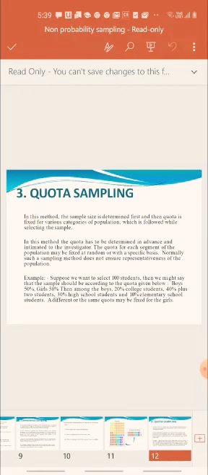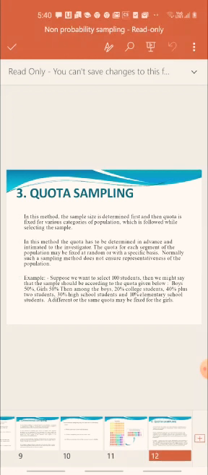Okay. The third one is quota sampling. That is a very important method, quota sampling. You have always heard about it, that SC quota, BC quota, or OBC quota. So that is also a quota method. In this method, the sample size is determined first, and then quota is fixed for various categories of population. It is similar to stratified random sampling, but stratified random sampling is based on randomly selecting units from the stratum, whereas quota sampling is based on non-random sampling to gather data from one stratum. So that is the major difference.